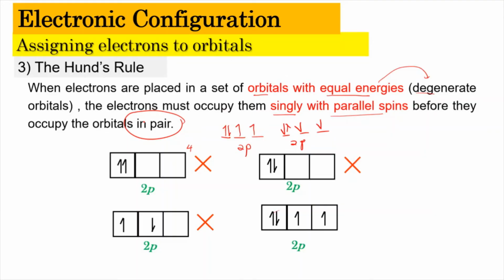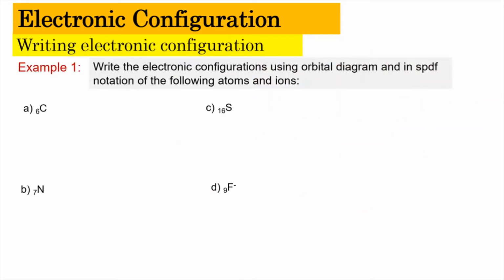All right. To understand more about that, let us look into the example. So now, writing the electronic configuration, we need to write the electronic configuration for this species here using orbital diagram and in spdf notation for the following atoms and ion. So here we have carbon. Carbon will have 6 electrons. So for me, I would love to start with spdf notation first.